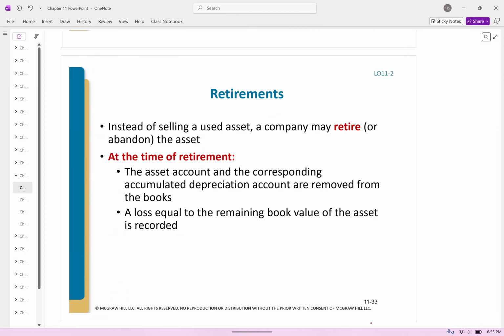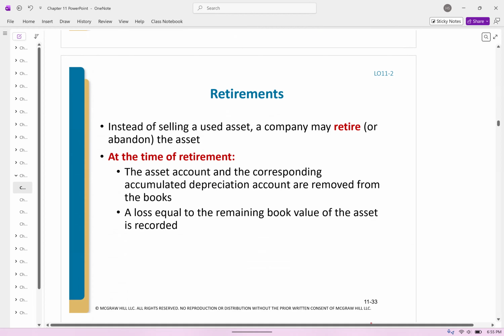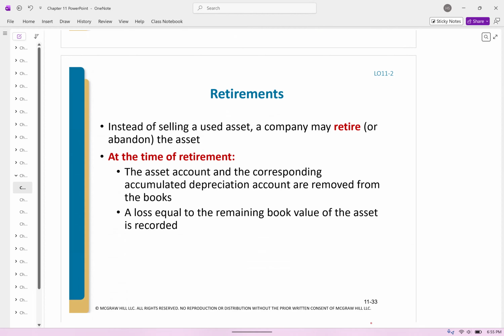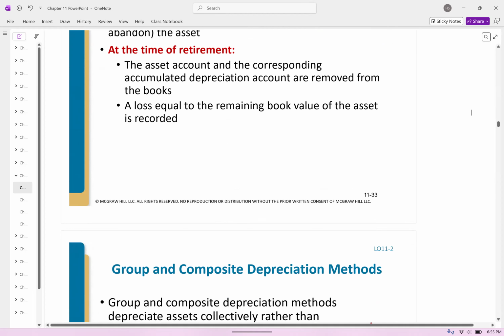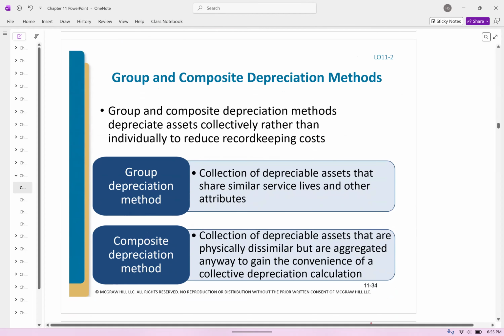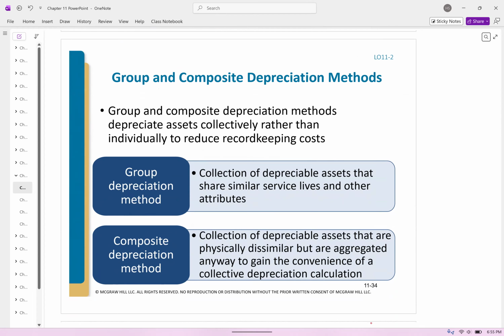If the book value is zero, that means your asset is the exact same as the accumulated depreciation. Just take those both off the books and it's gone. Another type of depreciation method, we have group depreciation methods and then composite depreciation method. So group will collect depreciable assets that are very similar in service lives and other attributes. Composite could be very dissimilar. It's just a way to bring up one calculation for depreciation.